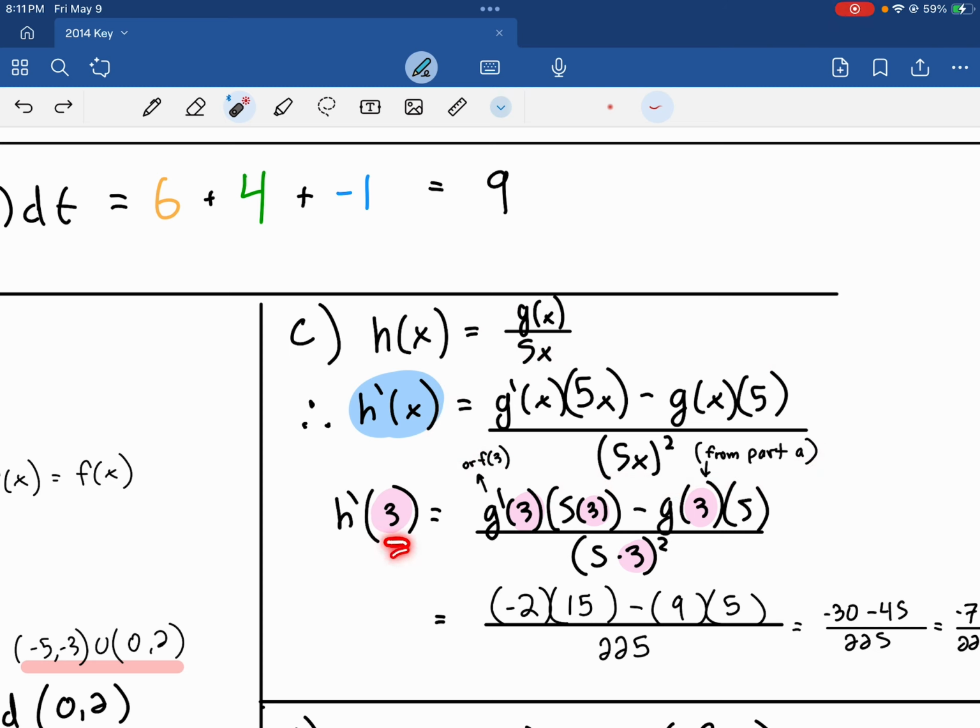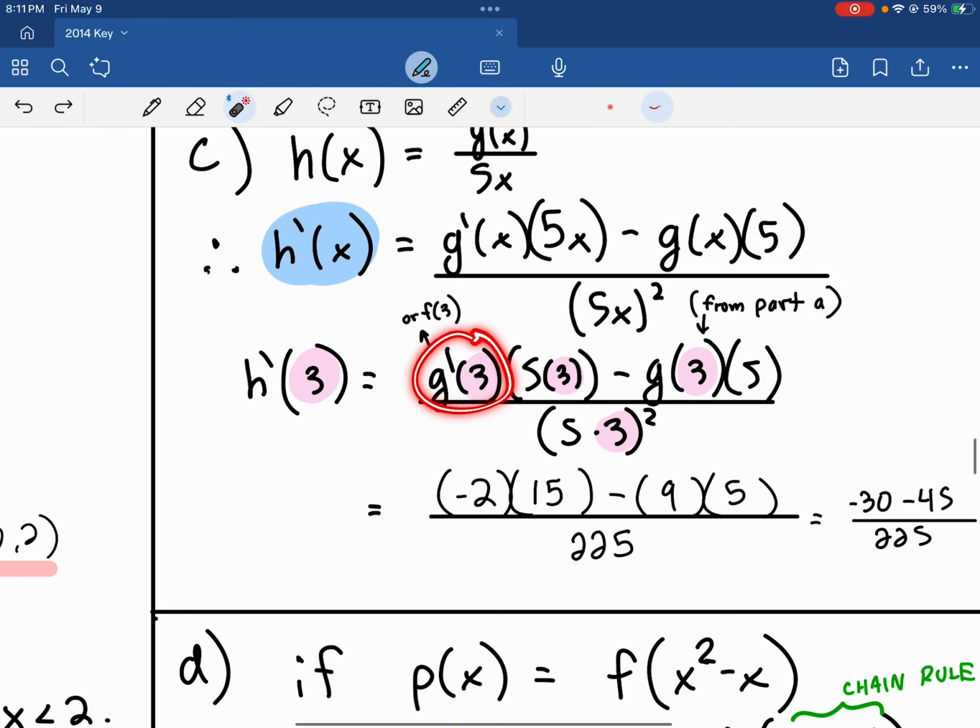If I want h prime of 3, I plug 3's in where they go. G prime of 3 is going to give me f of 3, and I can get a -2 value there. This is 5 times 3, which is 15.